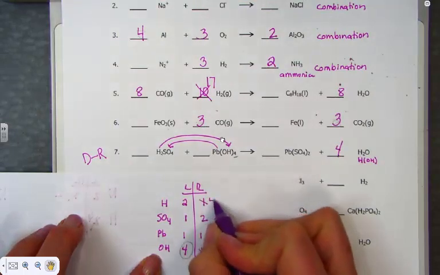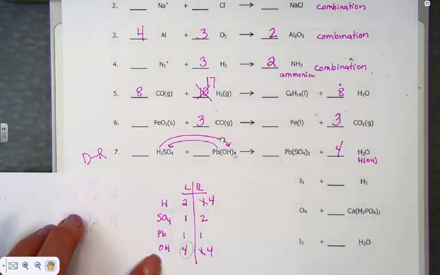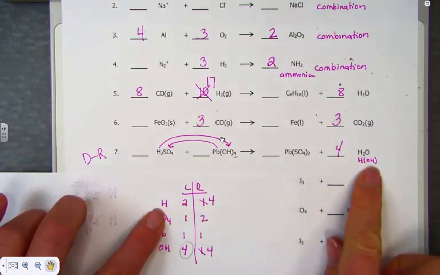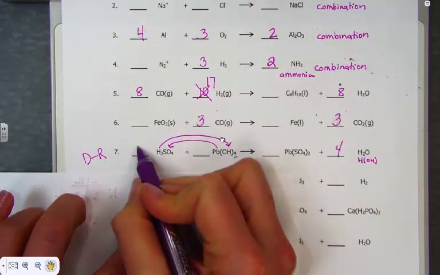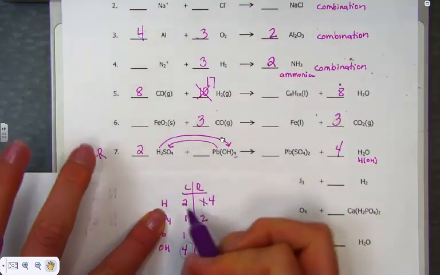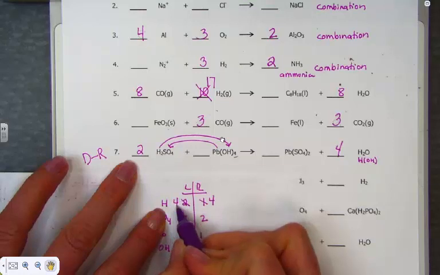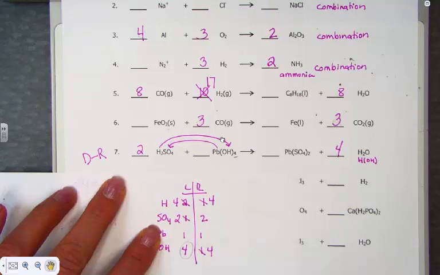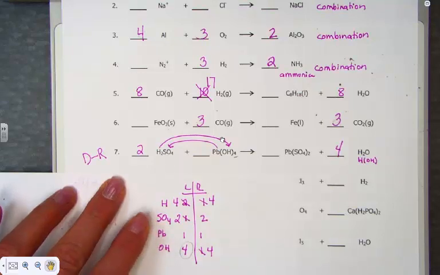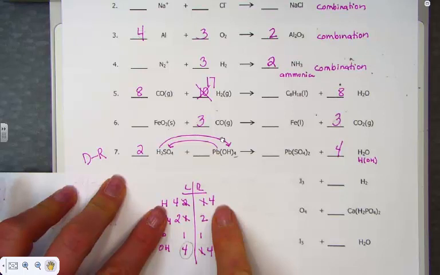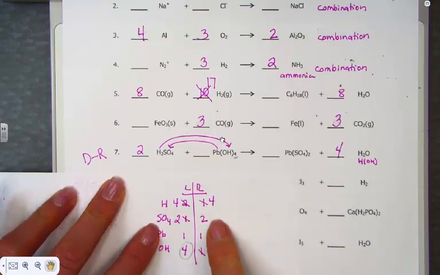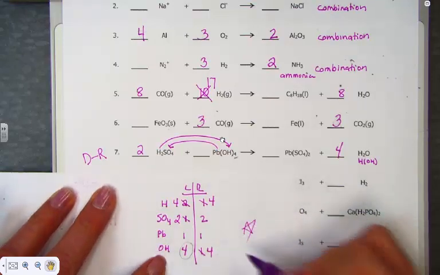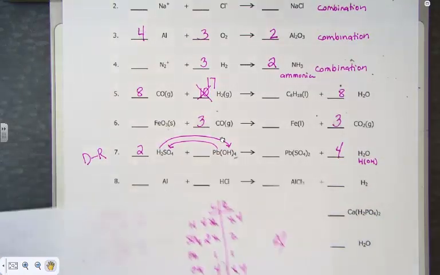Repair the T-chart. 4 OH's and 4 H's making the component of water. Now when I repair the hydrogen, I need a 2 on the left side. Repair your T-chart. 2 times 2 is 4 H's and 2 polyatomic ions of sulfate. What's left? 4 H's, check. 2 groups of sulfate, 1 lead, and 4 hydroxides. We did it. The HOH trick.